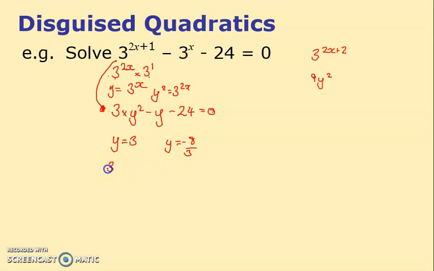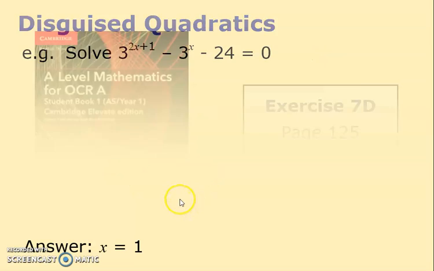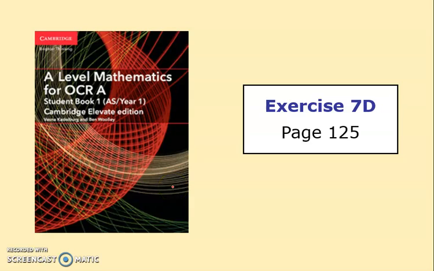So 3 to the x equals 3. So therefore x equals 1 if you log it. It's fairly obviously 3 to the 1. But this one, no solutions, because you can't log negative numbers. And that's it. We've run out of questions, actually. I thought there was going to be a few more, but that's all the questions I've got for you. So just have a go at that. Just see how you go.